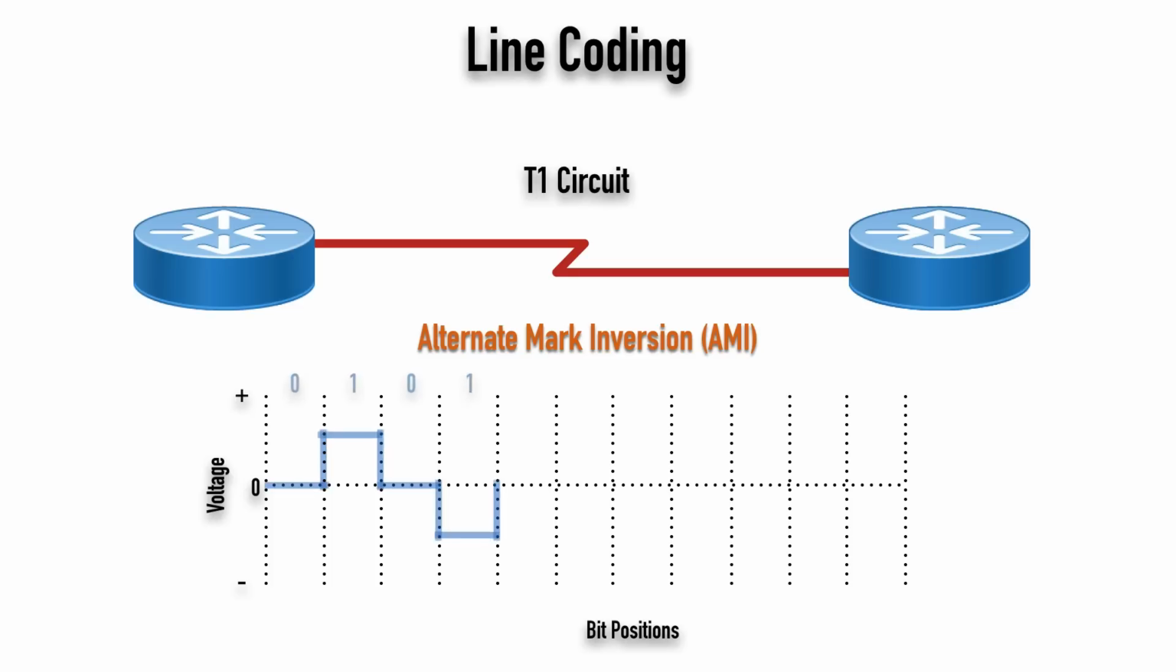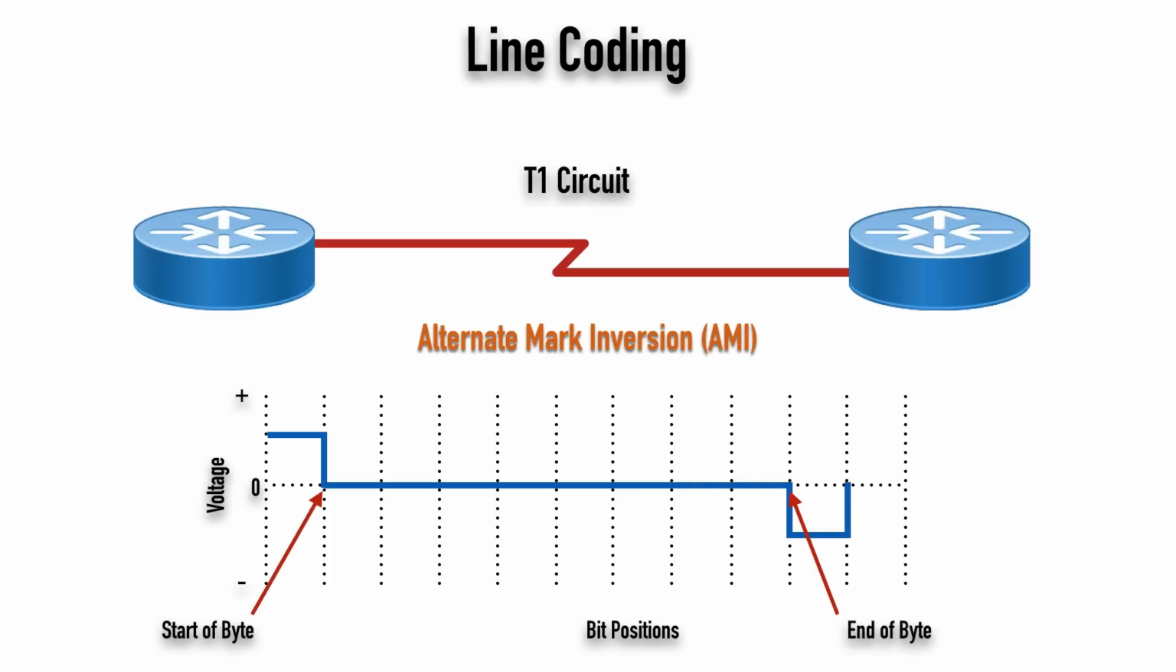There's an issue though. Still staying with alternate mark inversion for a moment, let's say that one of the bytes that we're sending, one of the 8 bits that we're sending, is all zeros. We've got a byte composed of 8 binary bits, and they're all zeros. That's what we're seeing here on screen. Notice I've indicated the start of the byte and the end of the byte. All those bits in that byte, they're zeros. That can cause an issue with some equipment.